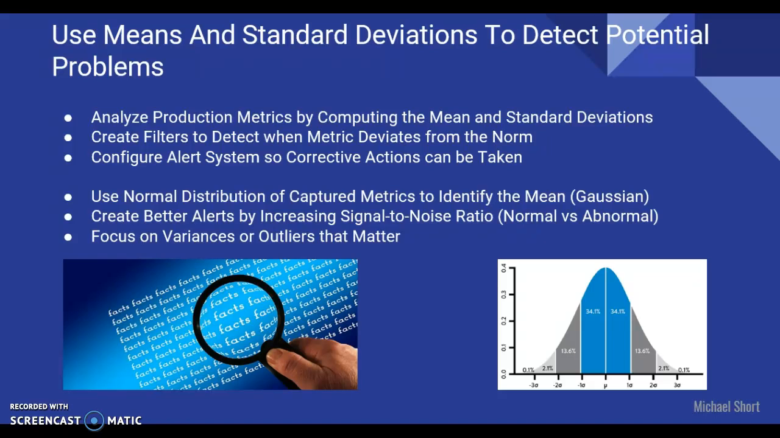All right, so use of means and standard deviation to detect potential problems. First, you analyze production metrics by computing the means and standard deviation. This helps you to create filters to detect when your metrics are off and not really functioning within a normal parameter. Then you can configure alerts so that you can take corrective actions before things go too far or before too much time passes.